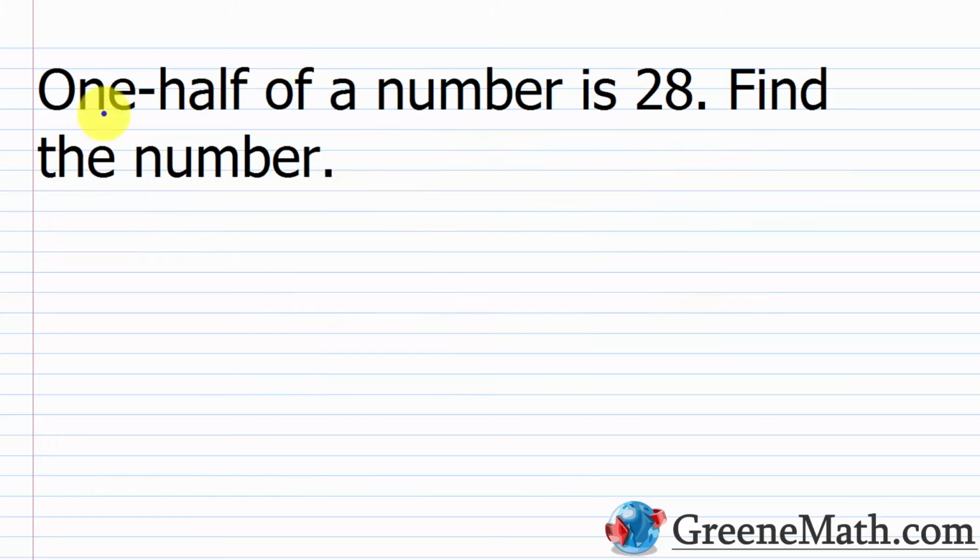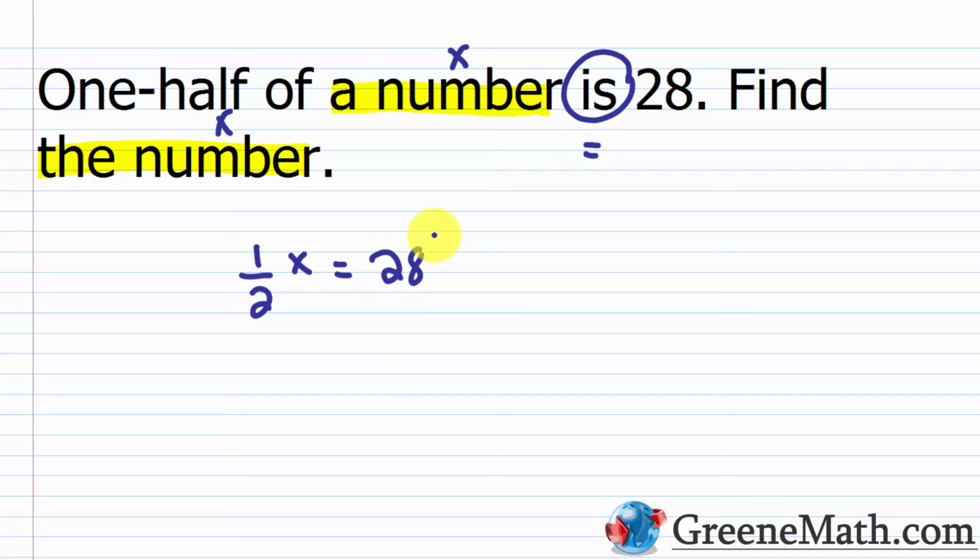All right, now we're saying that 1/2 of a number is 28. Find the number. So again, a number and the number, I'm just going to replace that with a variable like x. So 1/2 of x would just be 1/2 x. And then we're saying is, okay, this is going to be equals. And then we have 28. So to find the number, all I've got to do is solve this equation.